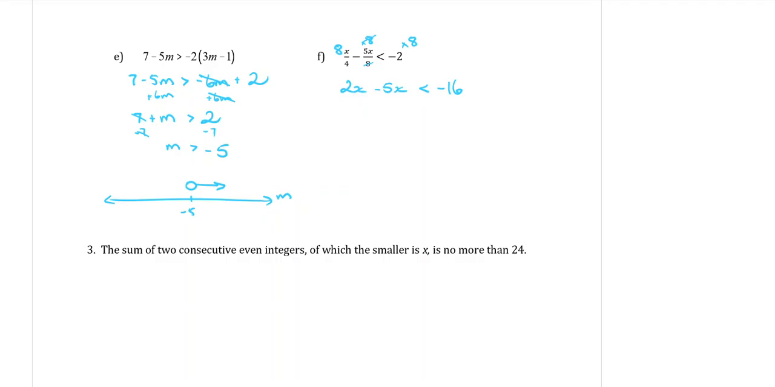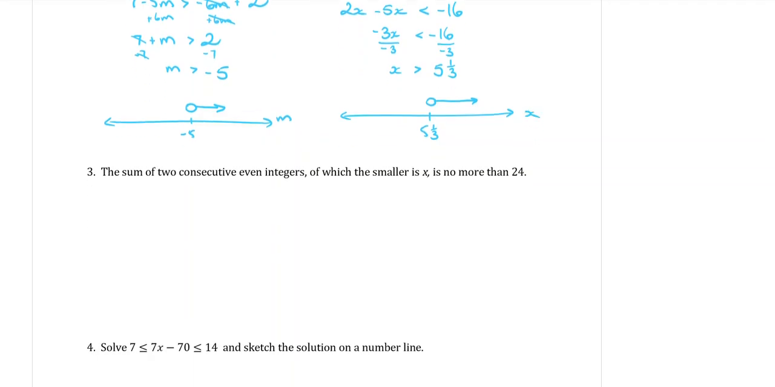Also, we have 2 x's on the left-hand side that we can collect up. 2x minus 5x is -3x is less than -16. We divide by -3, which means turn the sign around. -16 divided by -3, the 2 minuses cancel out, and that's 5 1/3. So 5 1/3, open circle, pointing bigger, and there it is.